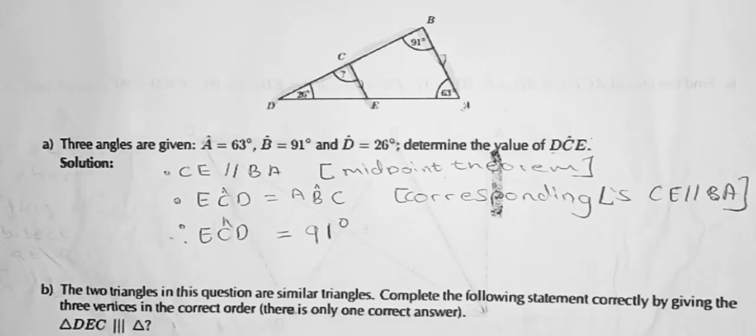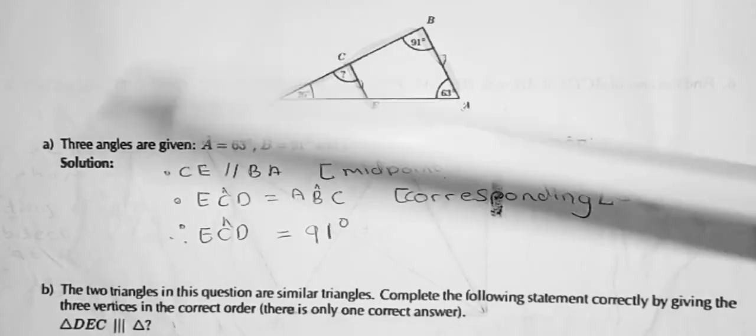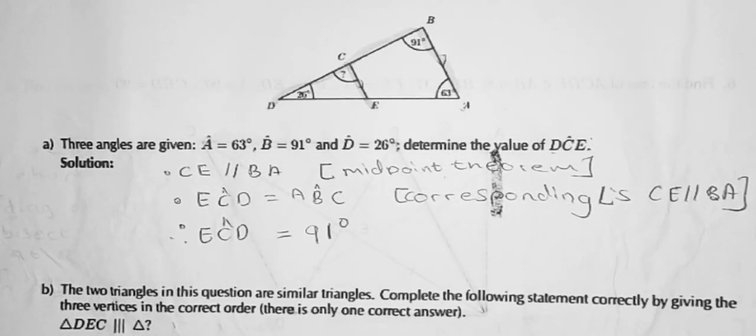How are we going to find out? Because we're given two triangles, a bigger triangle and a smaller triangle, so we have to prove if these triangles are similar. First of all, you're going to say that D is equal to D. The reason is common angle, or you can say corresponding angle, but I prefer common angle. So D is equal to D, which is equal to 26 degrees.